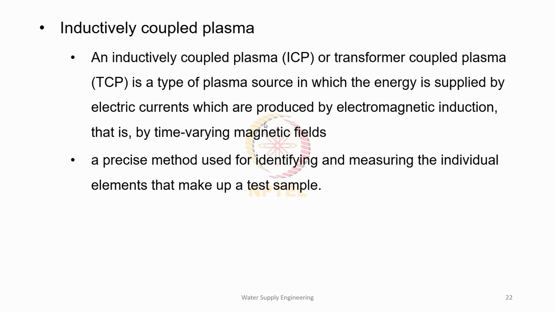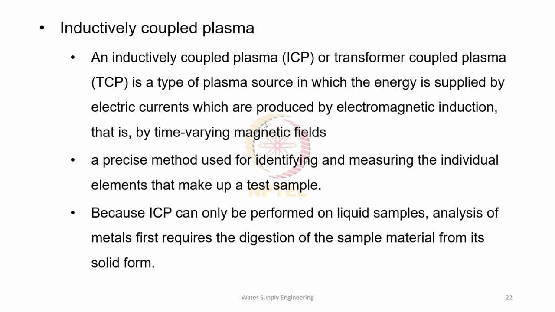So this is a precise method for measuring the individual elements that make up a test sample. The only drawback is that this particular method can be adopted only on liquid samples. So the metals should be digested from their solid form. That is, whatever the sample material is, if it is in a solid form, we have to convert it into liquid. Only then can we apply this particular method.